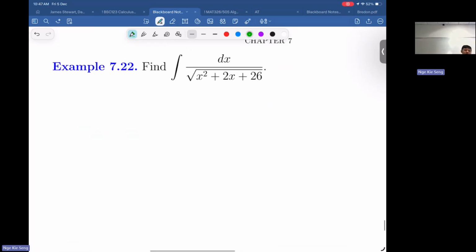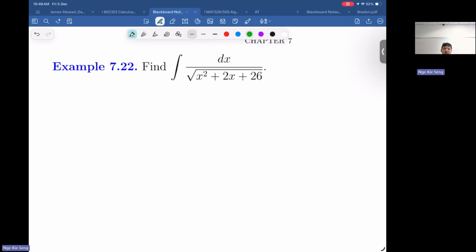How about look at this? I give you 1 minute to see what you can do with this. This is not the obvious x squared minus a squared, but can you turn it into something that looks like that, meaning a sum of squares?